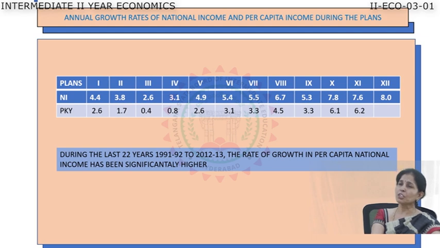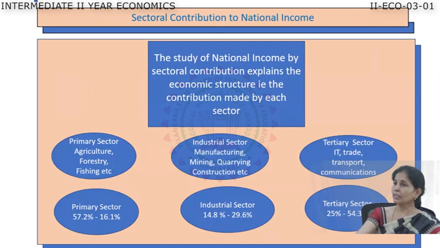The per capita income in the first 5-year plan, which started in the year 1951, was 2.6, which has increased to 6.2%. So during the last 22 years, from 1991 to 2013, we see an increase in the per capita national income, which is significantly higher, but it could not reach the targeted level. So this is a 2-mark question, asked as annual growth rate of national income and per capita income. This statistical table is a must for you to show how the national and per capita income has changed over the years.